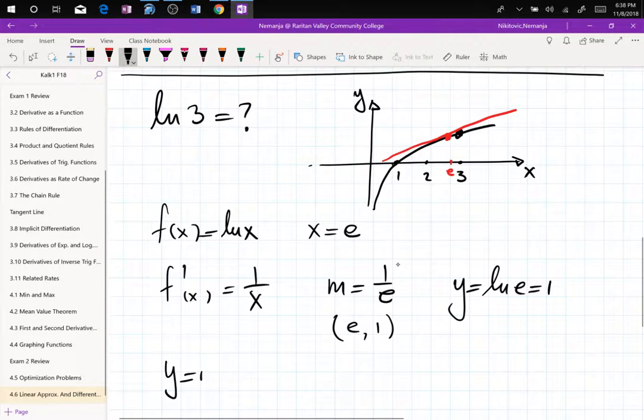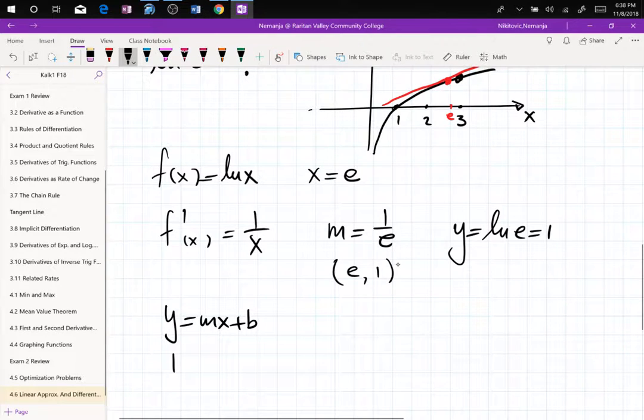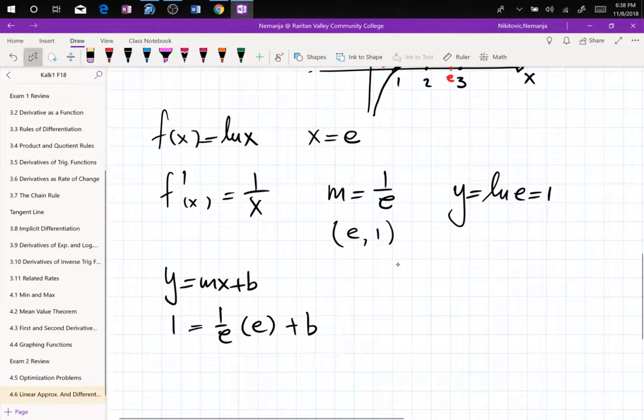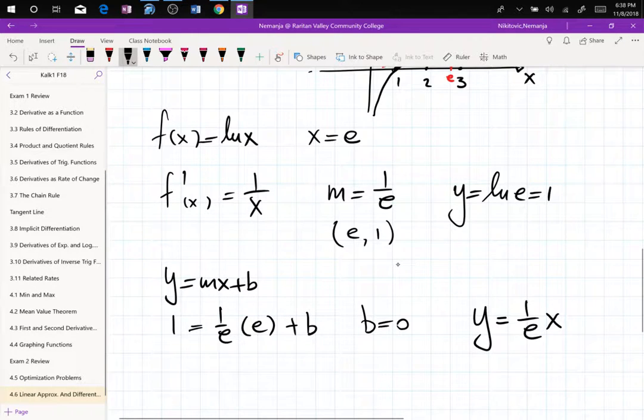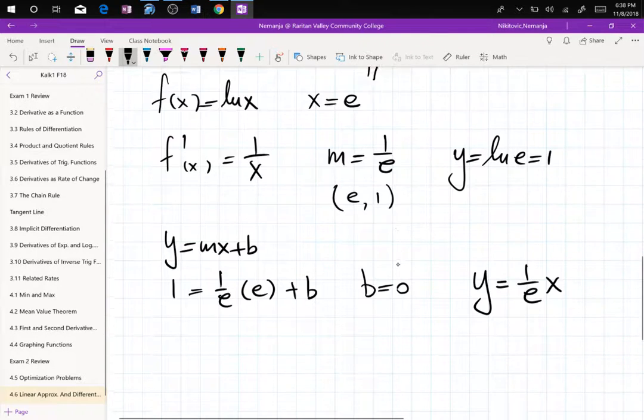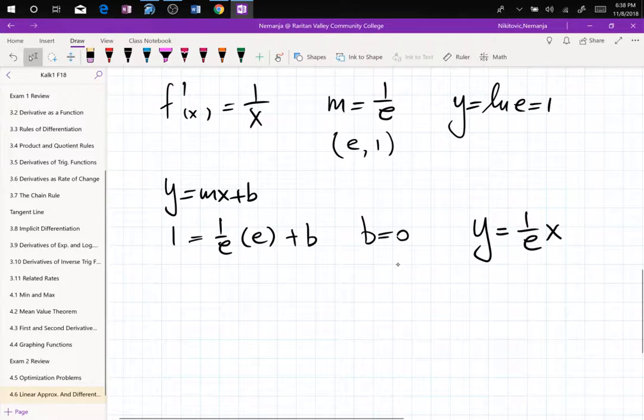y equals mx plus b. y is equal to 1, m is equal to 1 over e, x is equal to e, plus b. So how much is b? 0. So what is my tangent line? It's y equals 1 over e times x. Ta-da! y equals 1 over e times x.